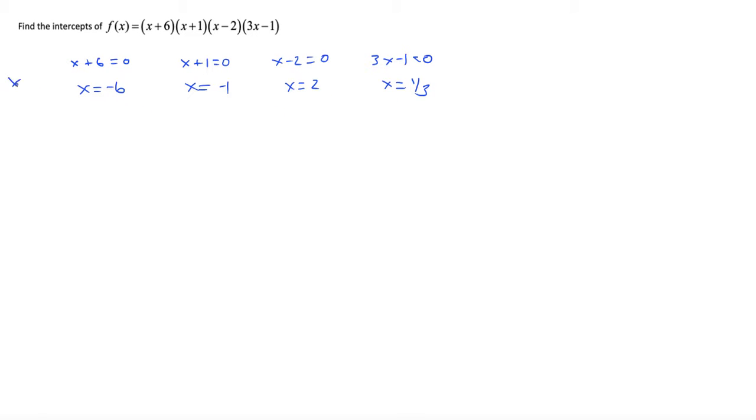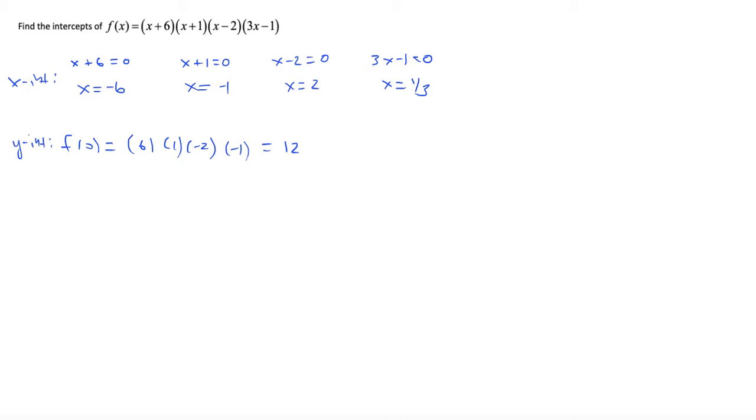Okay? Now to find the y-intercept, there's only one y-intercept always, right? We just plug in 0 and see what we get. Okay, so I'll just write it down here. We get 6 times 1 times negative 2. When you plug in 0 here, we get negative 1 here, so we actually just get positive 12. Okay, so there's going to be the y-intercept at positive 12.